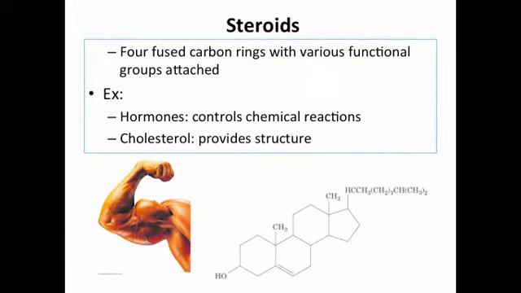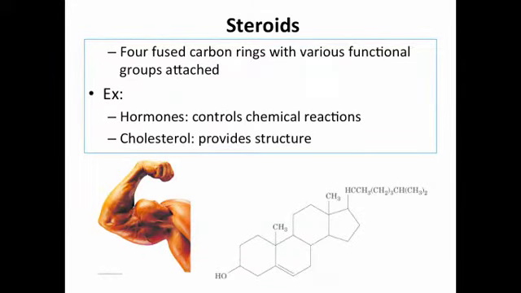The last one is steroids. And steroids are made up of carbon to carbon fused rings. And that's how you're going to identify them different from carbohydrates. Hormones are an example of steroids, and cholesterol is an example of steroids. Hormones, things like testosterone and estrogen. They're going to govern why you have certain reactions in your body, and it also gives you the identification of being male or female.